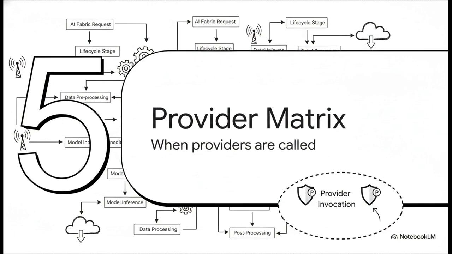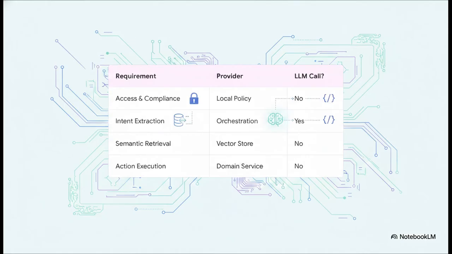As we map out this complex lifecycle, we really need to clarify precisely when external providers are contacted. This matrix right here dispels a massive myth, the idea that every single step of an AI workflow needs an AI to function. I mean, look at it. For access and compliance, no LLM is needed. That's local application policy. Semantic retrieval? Sure, it uses an embedding model and a vector store, but no LLM generation is needed for that part.